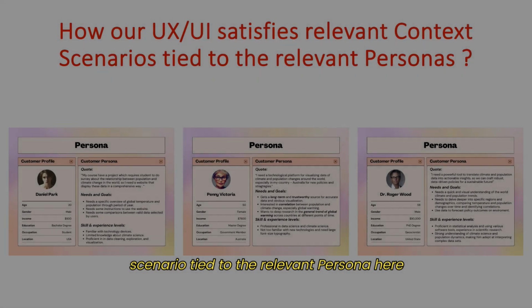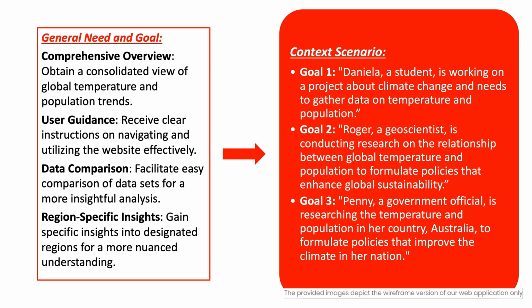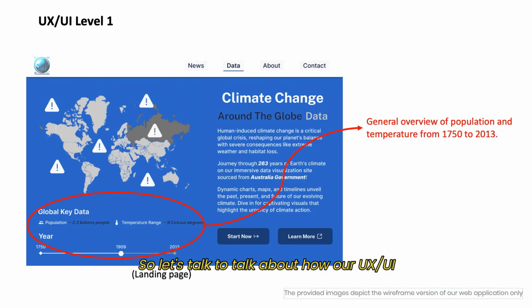Our UX UI satisfies the relevant context scenario tied to the relevant persona. Here are the 3 personas that we mentioned in milestone 1, and we have summarized the general needs and goals from our personas and translated them into 3 context scenarios, and I have put them in the file that I will submit to you, so I hope you can view it. So let's talk about how our UX UI satisfies the context scenarios.